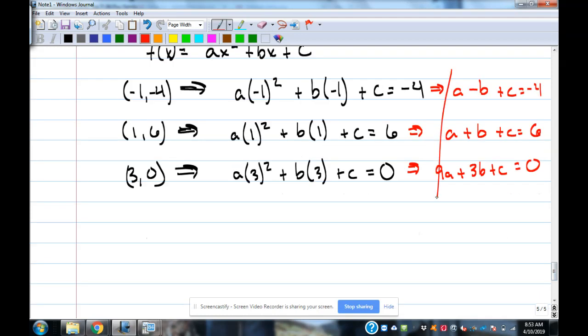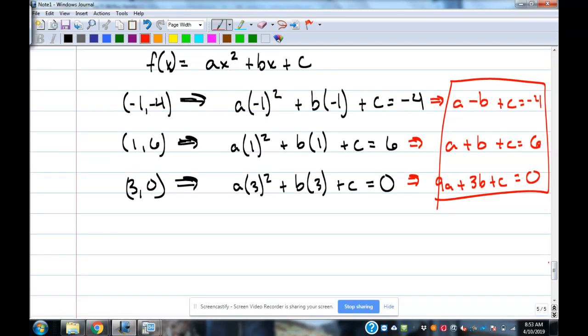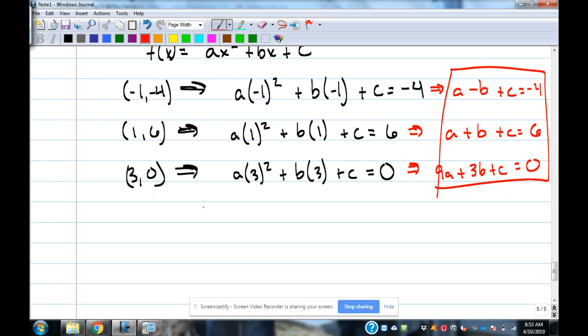Well, this over here is a 3 variable system of equations that we can solve for a, b, and c. If we solve it for a, b, and c, we'll have the coefficients for our standard form of a parabola. That's what we're doing with this. We're building a parabola, finding the coefficients for the standard form of a parabola using this system of equations. So that augmented matrix would be 1, -1, 1, -4; 1, 1, 1, 6; 9, 3, 1, 0.